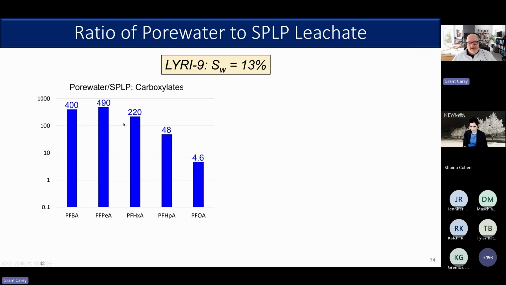Now, as you move from left to right, the chain length is increasing, and these compounds are more absorbing to the air-water interface. And this ratio is getting smaller because you've still got the same dilution, but now you've got more PFAS mass absorbed to the air-water interface, and that reduces that ratio. So there's not one dilution factor you can use for all PFAS species. The ratio of these two concentrations is dependent on both the dilution factor, which is the same for all species, but there's also the air-water interface absorption, which varies by species.